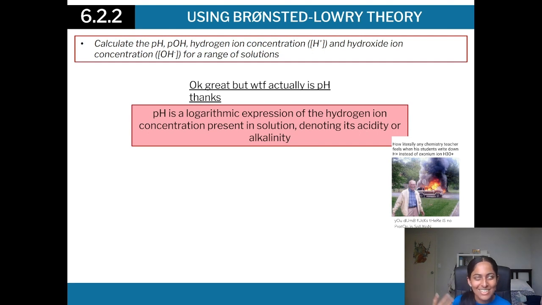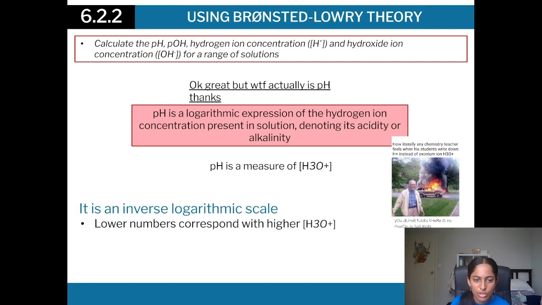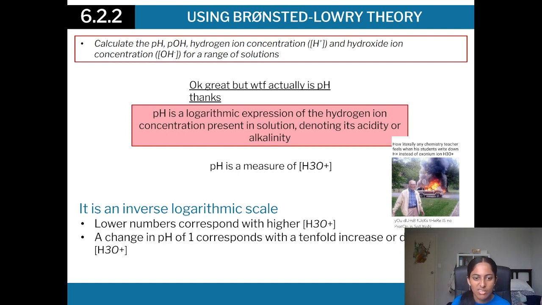And what exactly is pH? It's pretty much just a logarithmic expression of how much hydronium you have. Don't write H+ instead of H3O+, because technically H+ doesn't actually exist in solution, and you can see that because the Bronsted-Lowry theory is a more recent theory. We don't actually use Arrhenius anymore. So pH is a measure of H3O+, not H+, and it's an inverse logarithmic scale. I'll get into that further on.